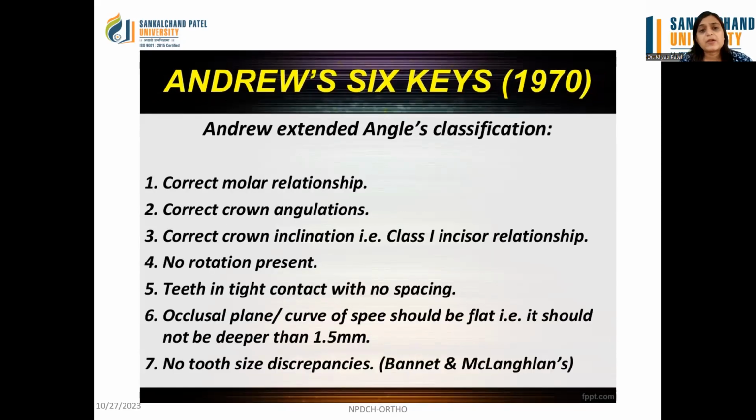Now, when we talk about malocclusion, we need to learn about Andrews' six keys of occlusion, which were given in 1970, and a seventh was added by Bennett and McLaughlin. The first one is the correct molar relationship. Second is the correct crown angulation. Third is correct crown inclination. Fourth is no rotation present. Fifth is teeth in tight contact without any spacing. Sixth is that the occlusal plane and curve of Spee should be flat. And seventh is there are no tooth size discrepancies. So these are Andrews' six keys of normal and ideal occlusion.